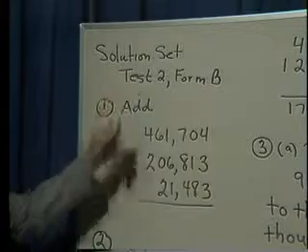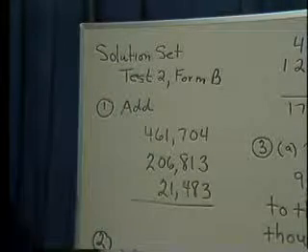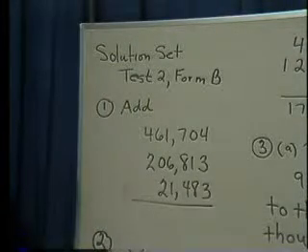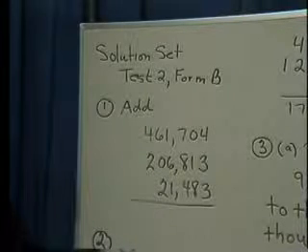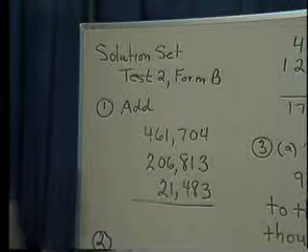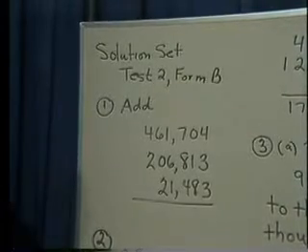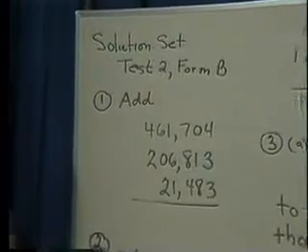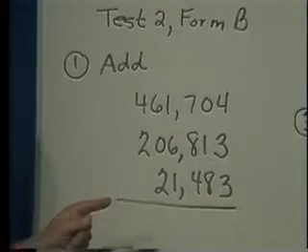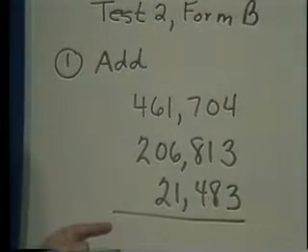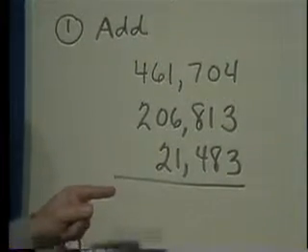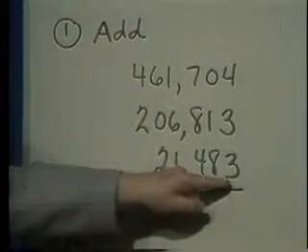So today this is going to be the solution set for Self-Test 2, Form B. And the first problem simply says add, and they write in vertical form, 461,704, 206,813, 21,483. And notice again, since we always assume in addition that the numbers are adjectives modifying nouns, we have to line these up from the left.